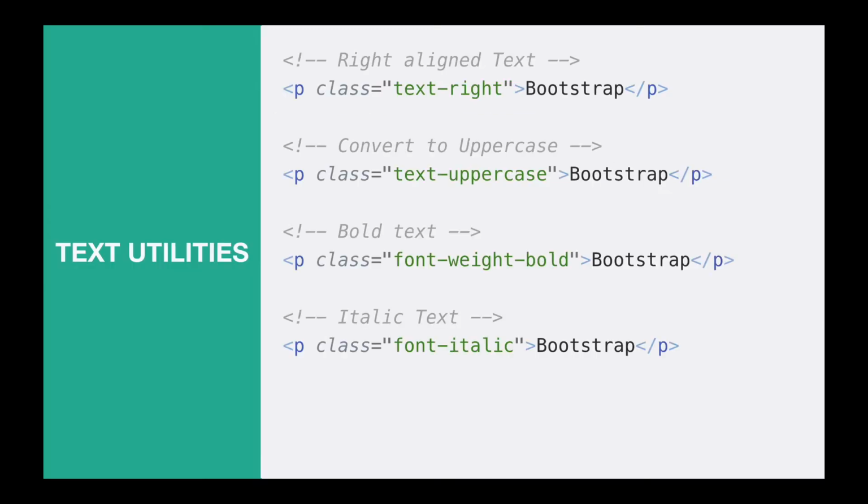Okay, and here are some examples of using that. We have an alignment at the top, so there we just do text right, and our text would be aligned right. Text uppercase would make it all uppercase. Font weight bold, we'll bold it. And font italics will italicize. Again, these are just classes we can quickly add to our elements. This is how we're going to utilize Bootstrap.